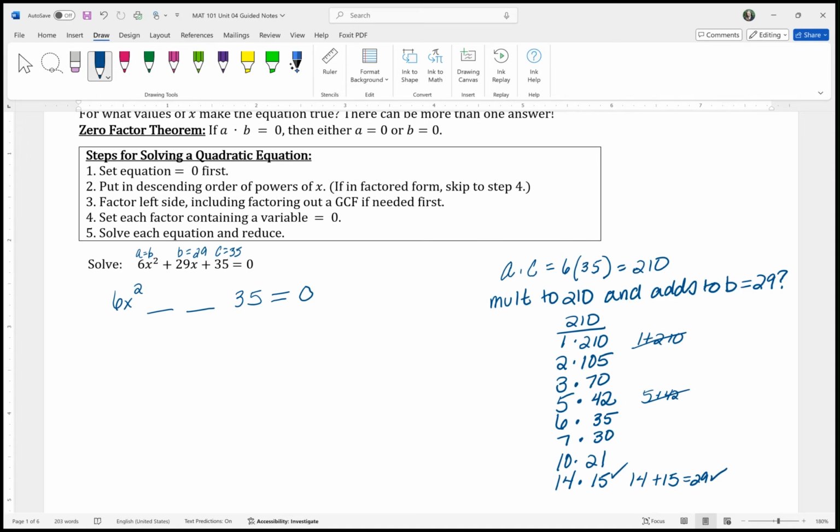Okay, so remember, this is taking that 29x that's in the middle there, splitting it into two terms, 14x and 15x. And we now want to put our little plus signs there so we know what the sign is, and we know both of these are positive. Remember though, you don't get to choose the numbers, as in you don't get to randomly pick. It does matter, and that's what this whole A times C process is. Okay? All right, from there, we're going to group the first two and group the second two.